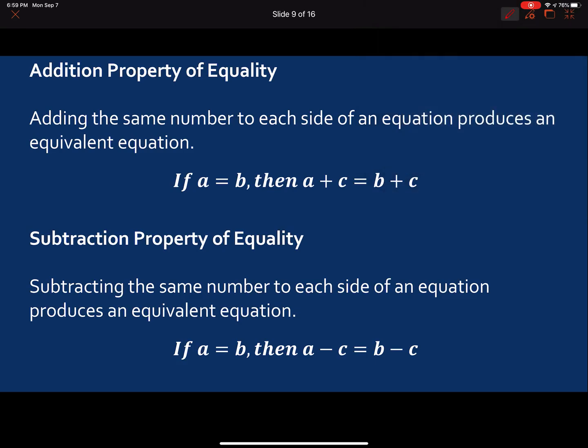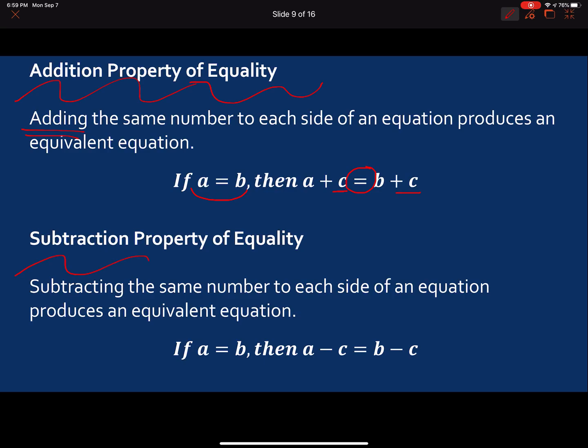Okay, now we have some properties. We have the addition property of equality, which states when adding the same number to each side of an equation, we will produce an equivalent equation. So if I know that A equals B, then if I added C to A and added C to B, those equations would remain equivalent.